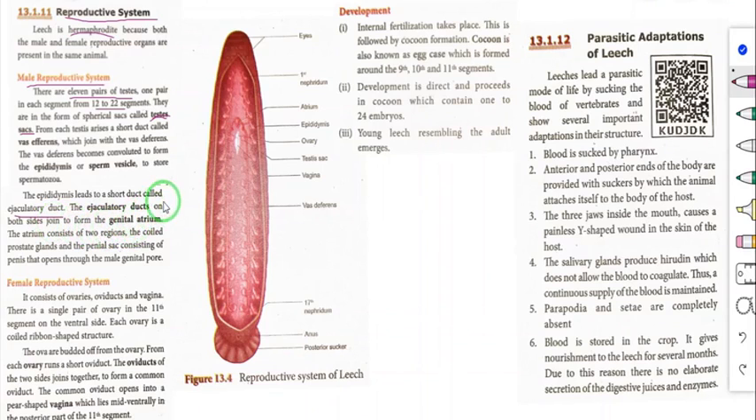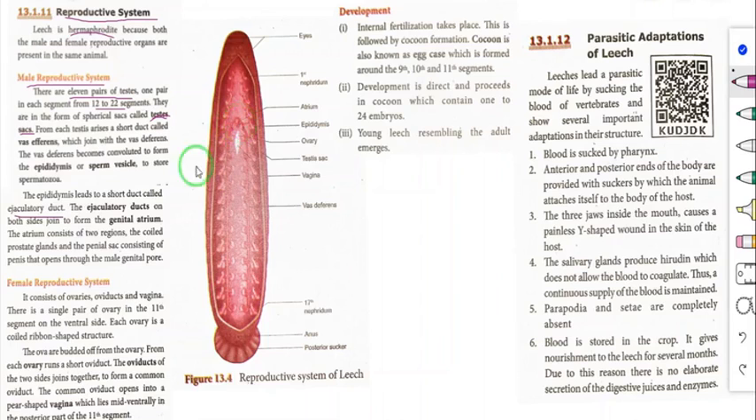Okay, genital atrium. So both sides of the ejaculatory duct. Okay. So where is the ejaculatory duct? This is the epididymis. So epididymis leads to a short duct, that is known as what? Ejaculatory duct. The ejaculatory ducts on both sides join to form the genital atrium. This is the genital atrium. Both sides ejaculatory duct. Here that is the genital atrium.